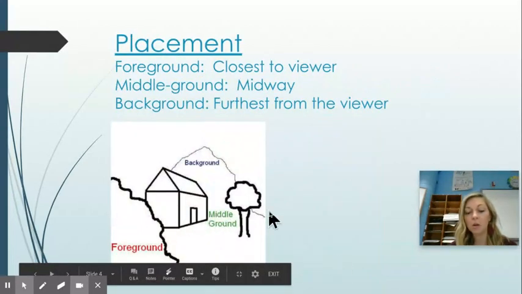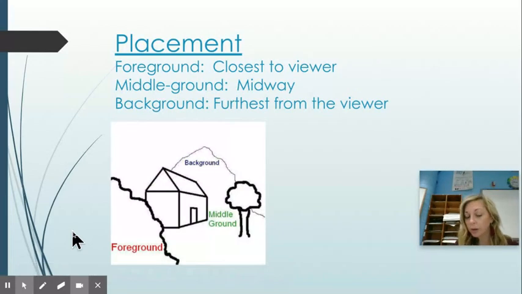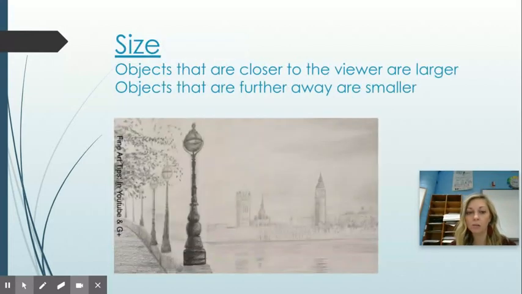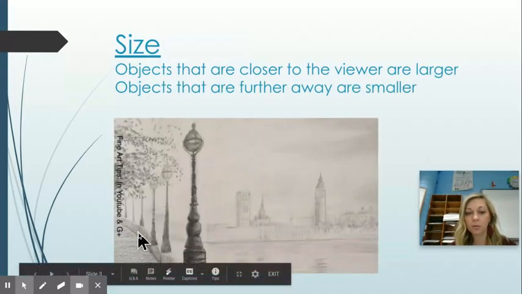Things in the middle are going to be in the middle ground. So they're not super close to us. They're kind of in between, right? They're not the things that are furthest away, but they're kind of in between. So in this example, like these lampposts and the water would probably be about the middle. So it's not as far away as these things, but it's not as close as this lamppost here, right? So kind of in the middle.